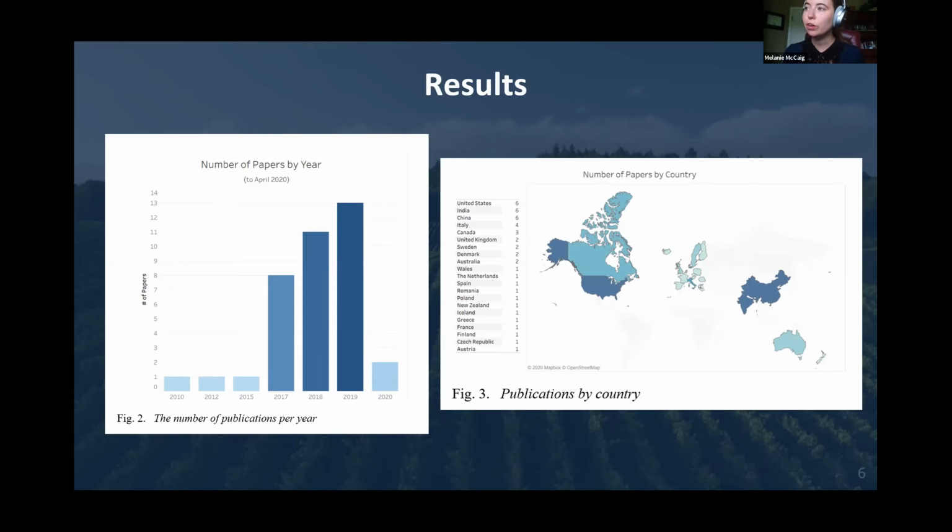As you see on your right, Figure 3 displays the selected publications by location. Top locations include India, China, and the United States with 6, Italy with 4, and Canada with 3. Other locations include England with 2, Denmark with 2, Sweden with 2, Australia with 2, and 1 in France, Czech Republic, Iceland, Romania, Spain, New Zealand, the Netherlands, Finland, Poland, Austria, Greece, and Wales. As you can see by this wide range of articles, it is of global importance. In fact, 6 of the articles were produced in more than 1 location.